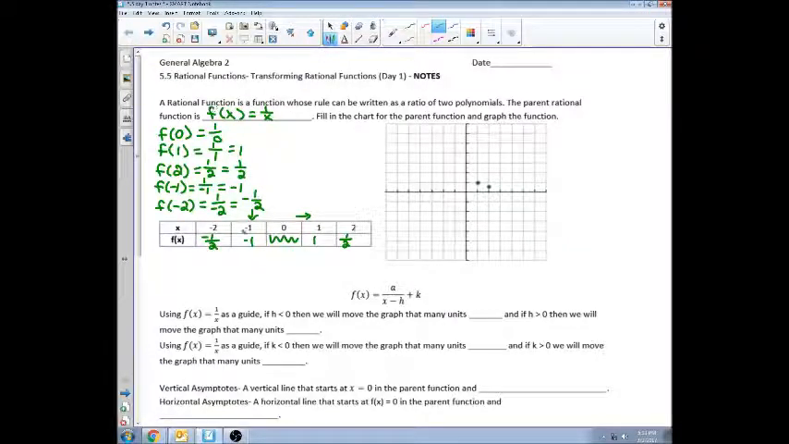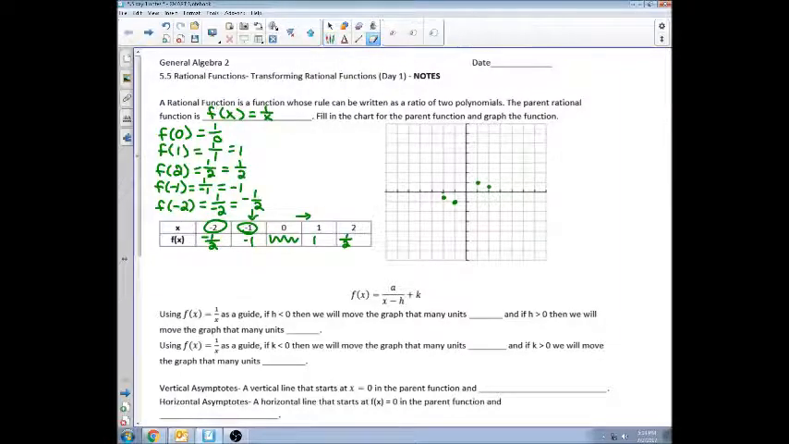So for x being -1, I move over to the left 1, and I go down 1. What you're going to notice about all of these graphs is I will have one portion that is in one corner, and the other portion will be in the opposite corner. Okay? So when x is -2, it's right here, I'm going to go down to 1/2.